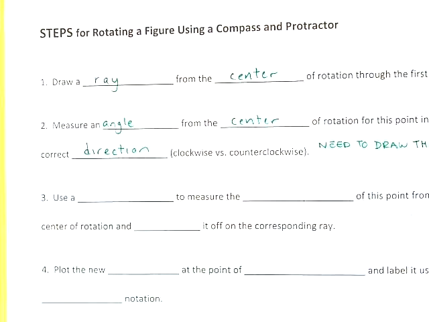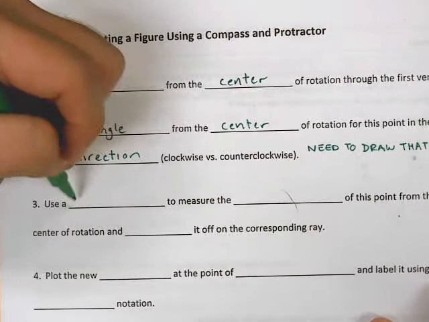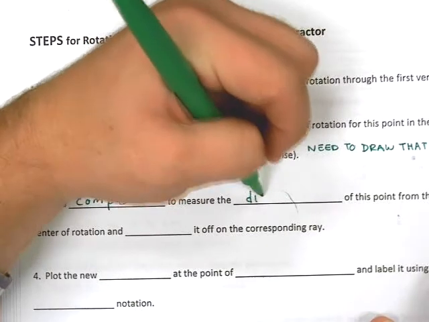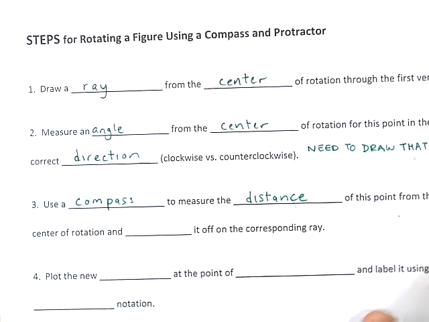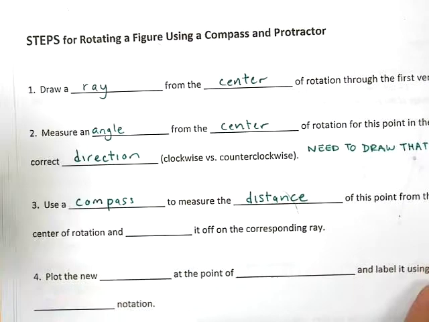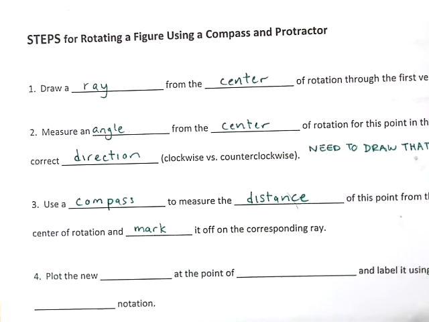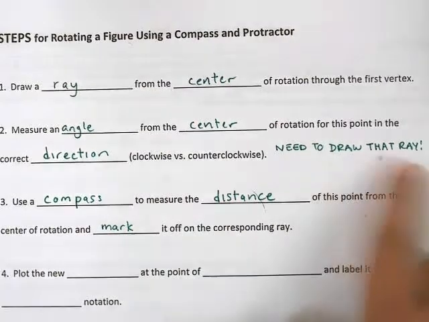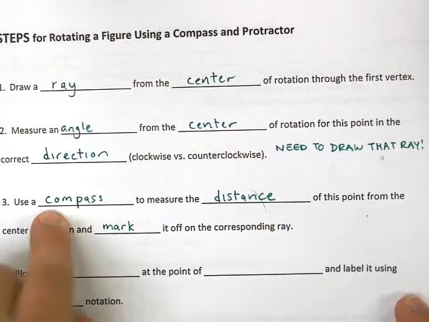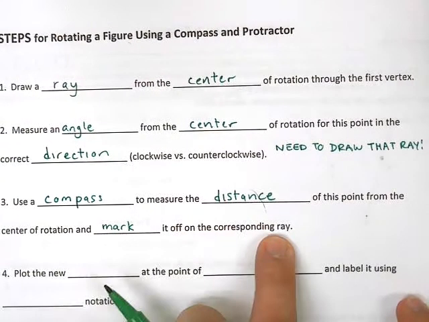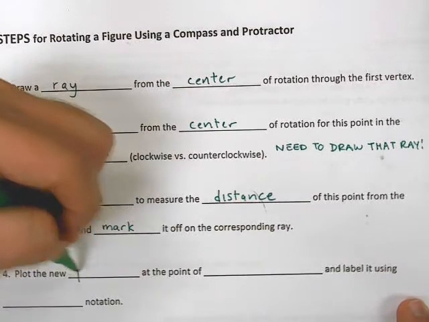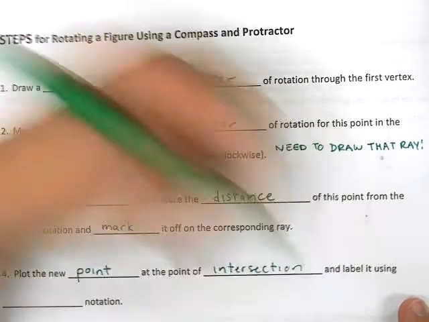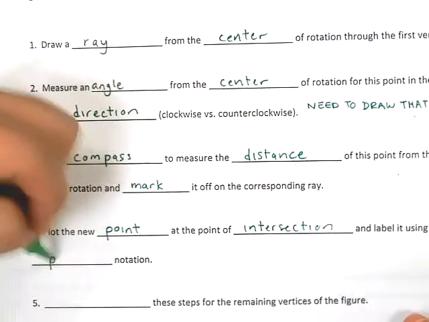So now we should have two rays. One of the last things we need to do is use a compass to measure the distance of your original point from the center of rotation and mark it off on the corresponding ray. We want to draw that ray, if you missed that. So we used a compass to measure the distance. We marked the same distance off on the corresponding ray because now we know that the new point is at the point of intersection, and we label it using prime notation.